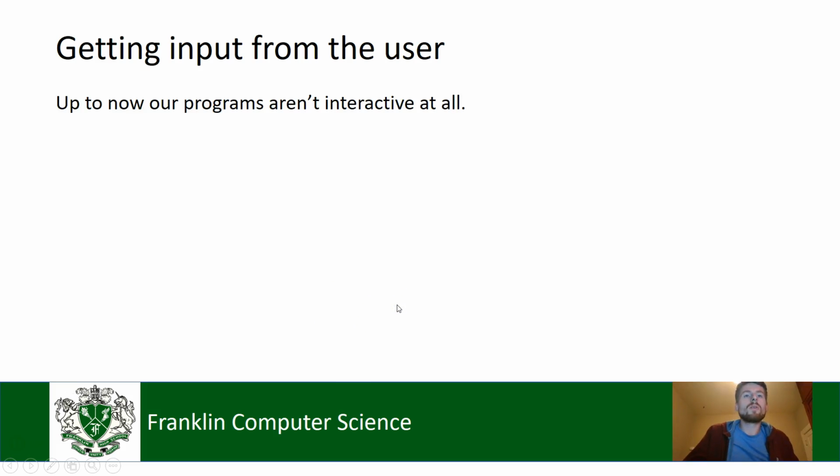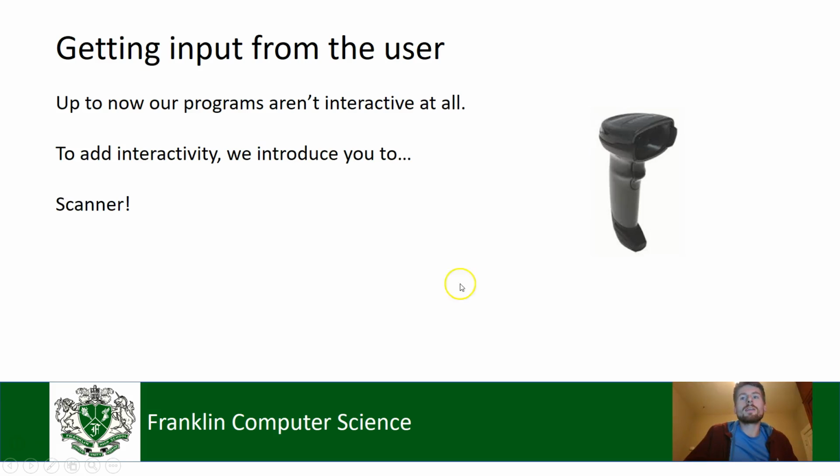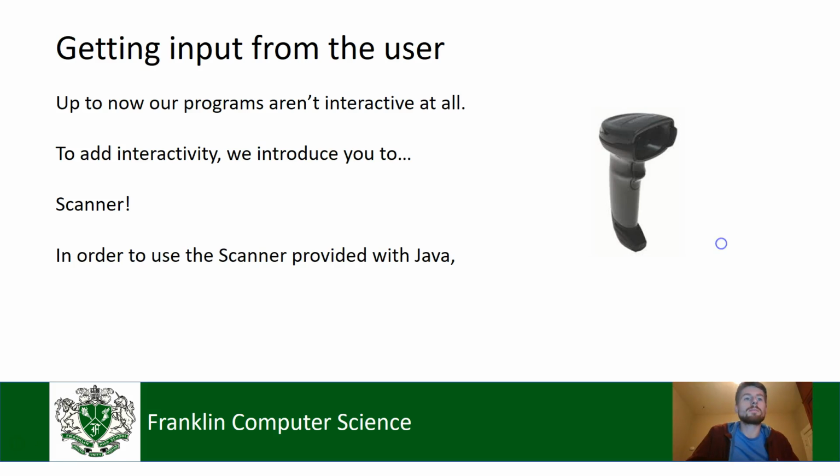Okay. So, up until now, our programs aren't interactive. We just run it, and it's going to produce a bunch of output, a bunch of text. So, if you want to get your programs interactive, we are going to use what's called the scanner. And that's just a picture of one of those scanners that you'd see at a grocery store. But scanner is this tool that Java has built that you can use to get input from someone.